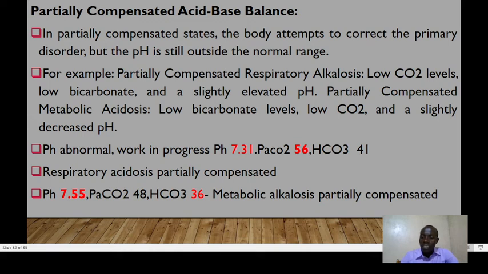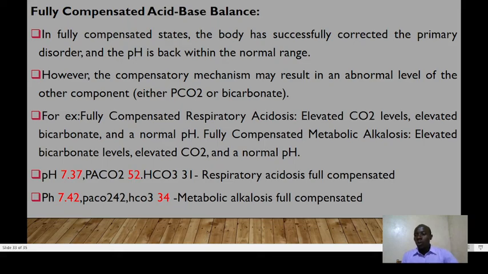Okay, so is it partially or fully? It's not fully because the pH is outside the normal, but it is partially because the partial pressure of carbon dioxide is outside the normal range. It's supposed to be 35 to 45, but it's 48, so it is attempting to assist. So that's why we are saying this one is metabolic alkalosis, partially compensated.